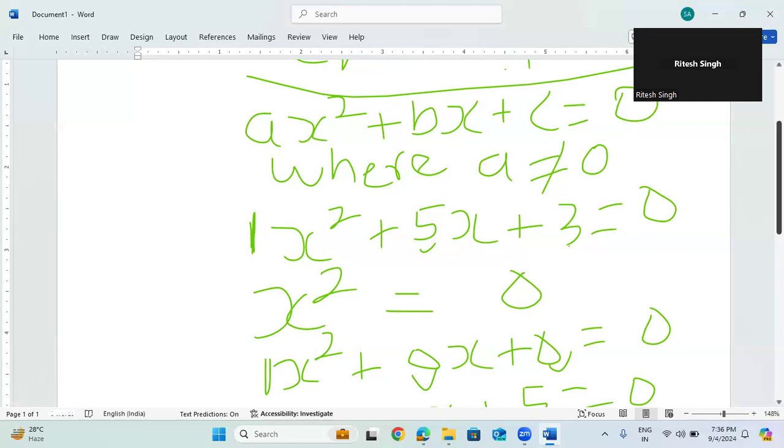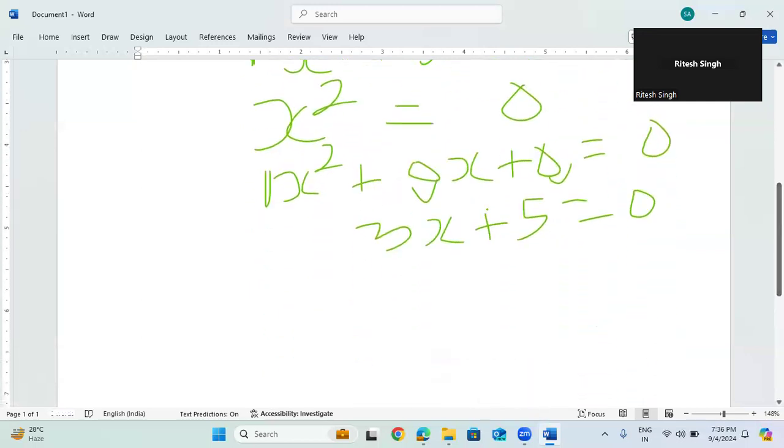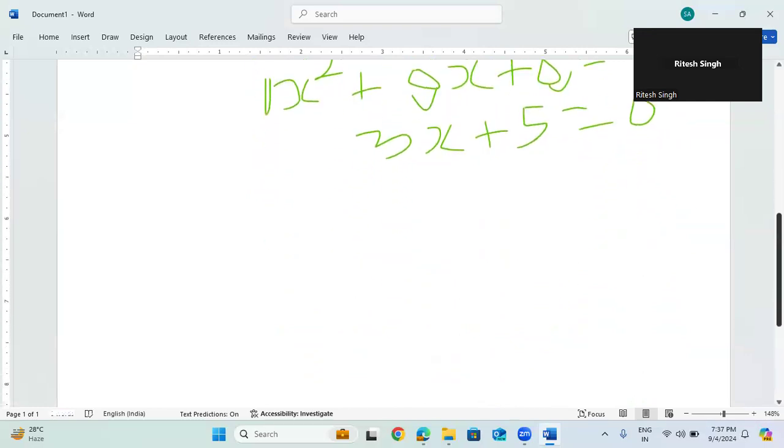Simple. So here in 3x plus 5 is equal to 0, the x square term is missing. Right, there is no term involving x square. So it is not a quadratic equation, right? So the basic thing is clear. Now we will go step by step. First we will learn the simplest method to factorize it and find the solution of a quadratic equation.